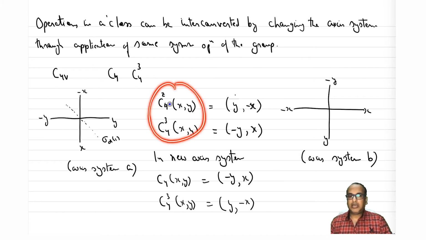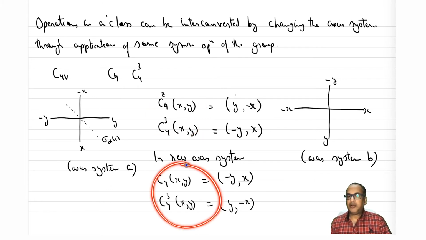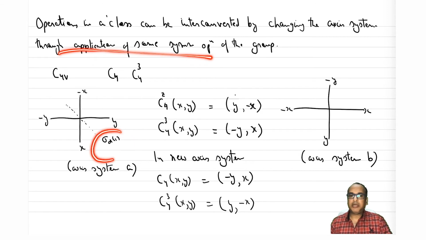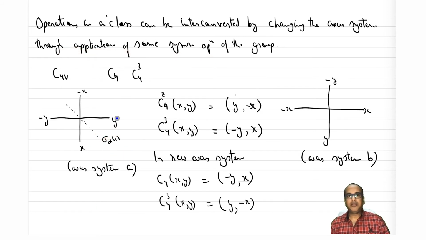So operations in the class can be interconverted by changing the axis system from A to B through application of some other symmetry element, which is sigma d1 here. Okay, so this should be very clear. This is the physical significance, because basically what we are trying to say is that when I'm fixing certain elements in a class, that means their effect is interconverted. So it's like changing the axis system and doing the same operation again.